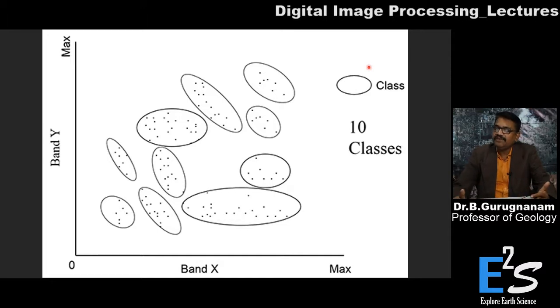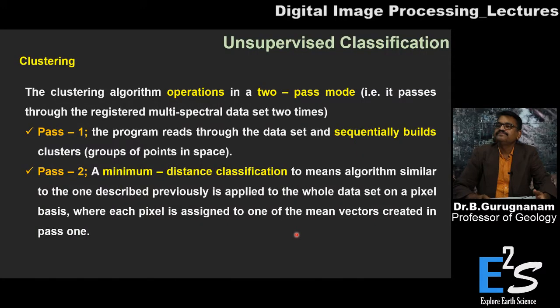Sometimes it will do very excellently. There are two bands being taken, band X from 0 to 100 and band Y from 0 to 100. You ask, and it will group together wherever it is possible. This also happens at some places. So how clustering is done, how grouping is done, how classification is done using unsupervised classification.